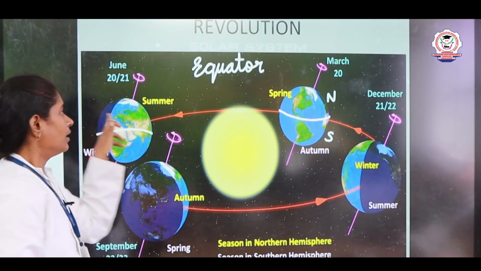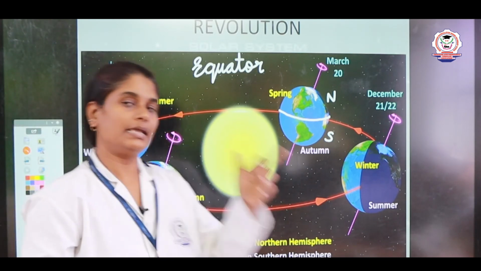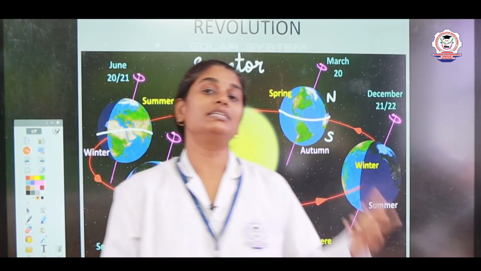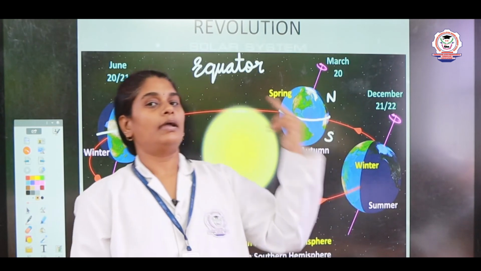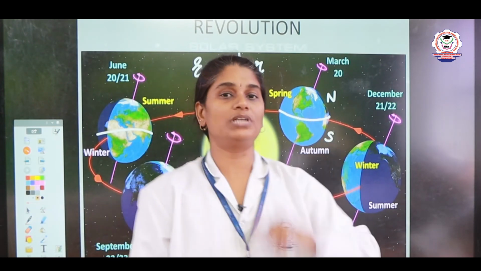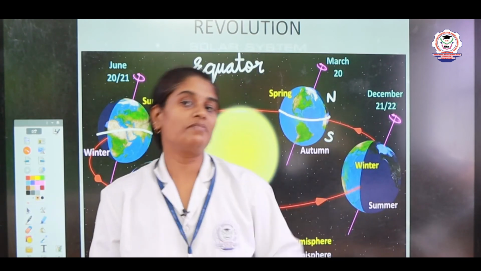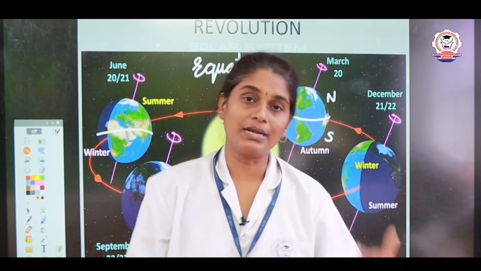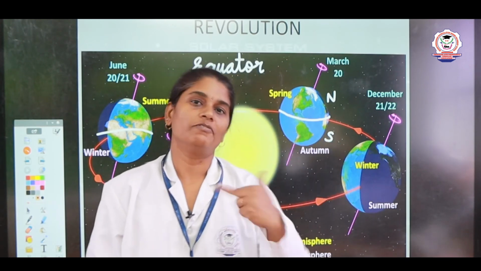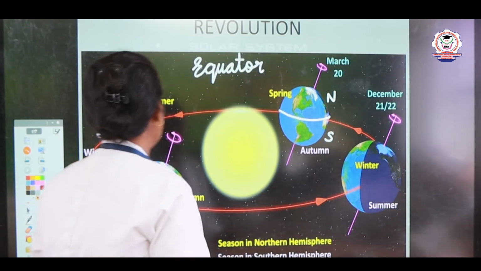For example, India lies in the northern hemisphere. When it is summer in India, Australia, which is in the southern hemisphere, will have winter. So, when it is summer in India, Australia will have winter, right. Because of this only.